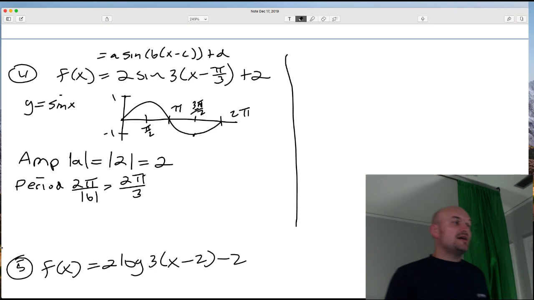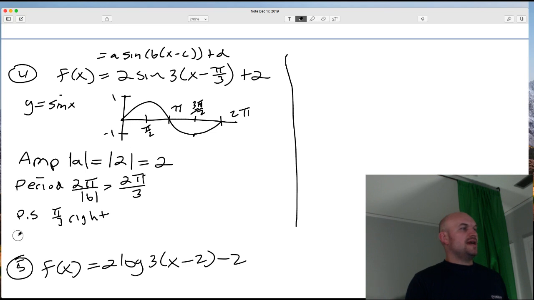The next thing is we want to understand our horizontal shift, which is going to be our shift inside of the parentheses, as well as our vertical shift, which is our shift outside the parentheses. So in this case, I'm going to have a phase shift, which is going to be pi over 3 to the right. And I'm going to have a vertical translation, which is going to be up 2 units.